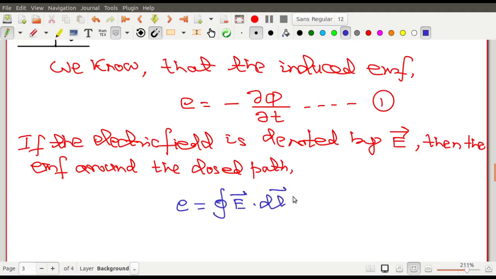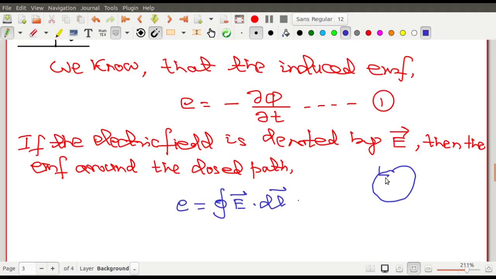এটা EMF এর definition, higher secondary class থেকে শিখেছো. What is the definition of EMF? The work done in taking a unit positive charge once around a closed circuit. This is the definition of EMF that you have studied in your higher secondary course. EMF এর definition হচ্ছে work done in taking a charge once around a closed path.